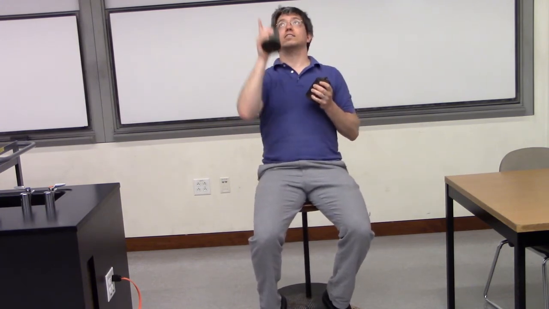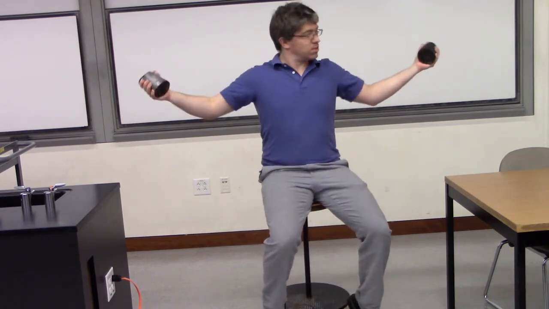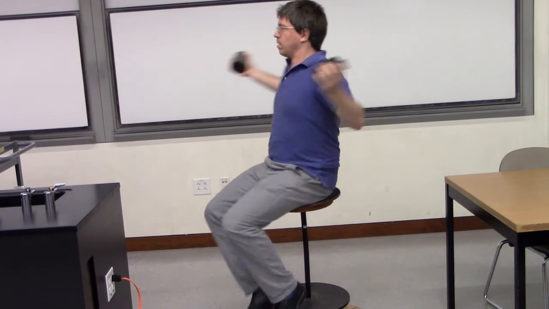There's no funny angles here. It's all spinning around an axis that points straight up. So I'm going to get myself spinning. I'm going to start with a lot of moment of inertia out here, and I'm going to pull them in. You can see I'm spinning up, getting rather dizzy here. Oh no, what am I going to do?